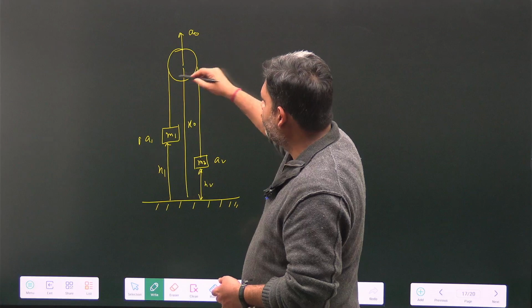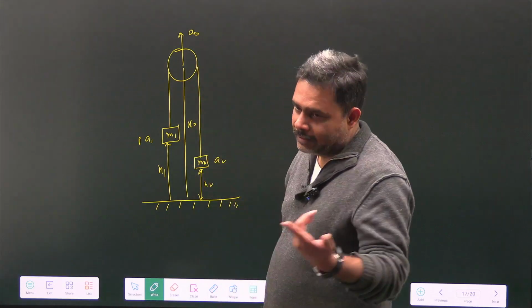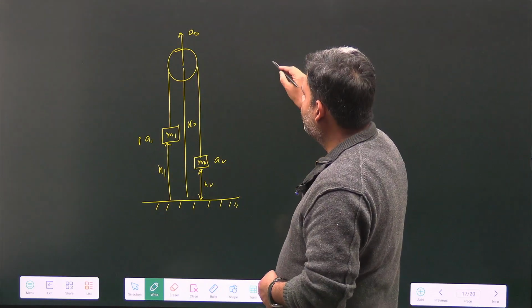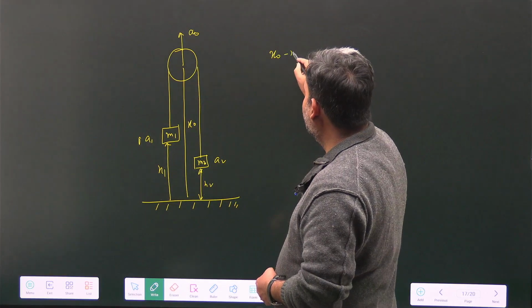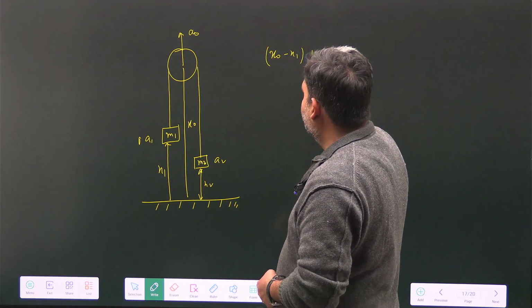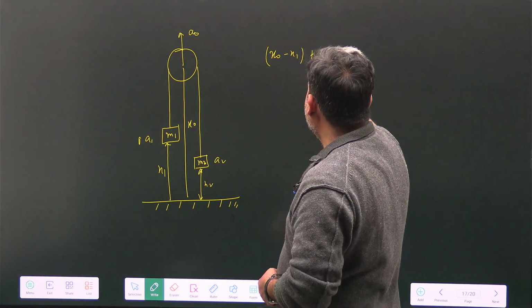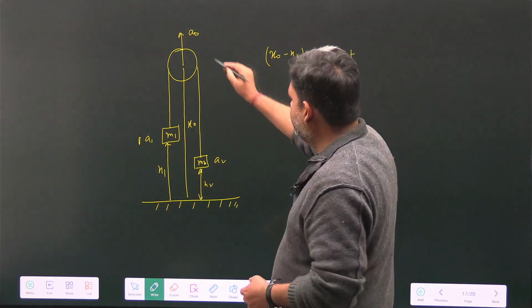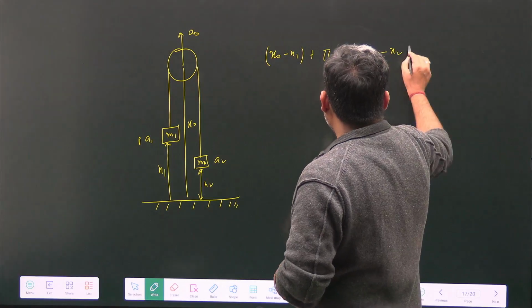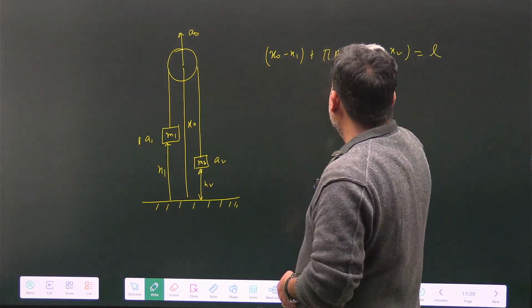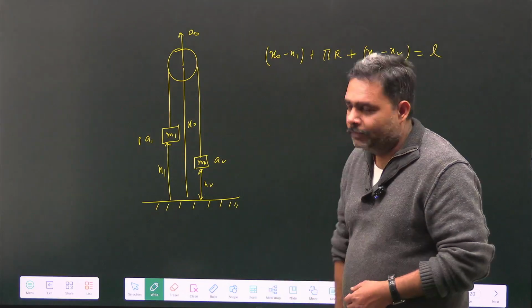Again, the length of the string is the same and constant. Then what can you have? This length is x0 minus x1, plus this is your pi r, plus this length is x0 minus x2, which must be L.